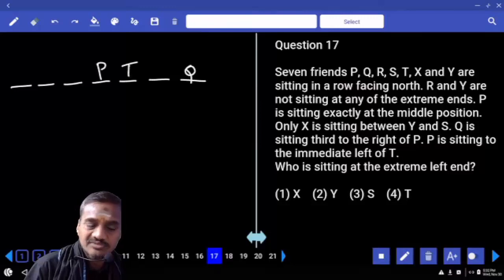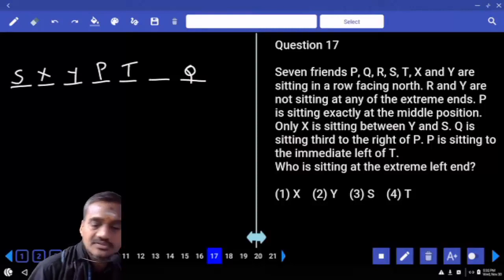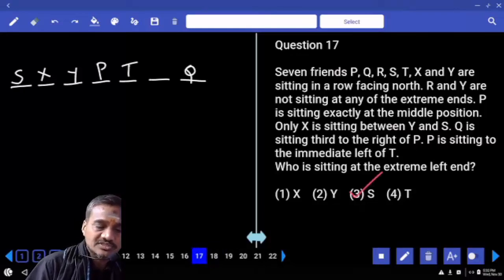Then only X is in between Y and S. Y cannot be at the extreme end. Then who is sitting at the extreme left end? Now who is at the extreme left end? Yes, that is choice 3, question 17.